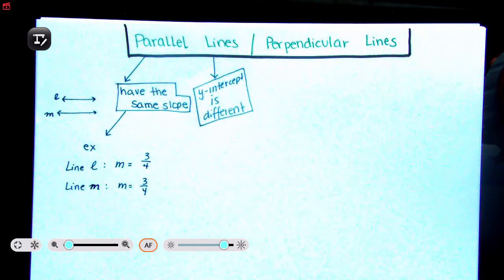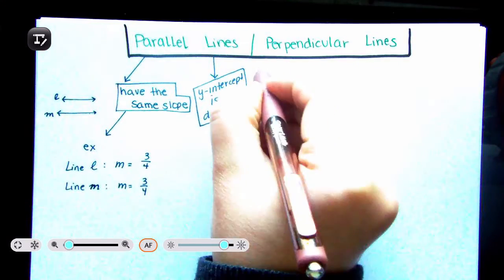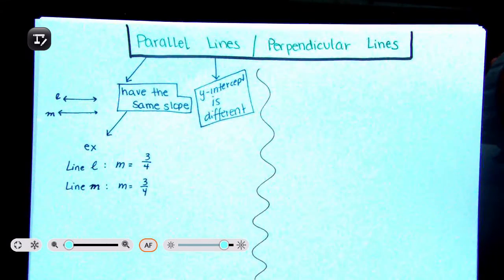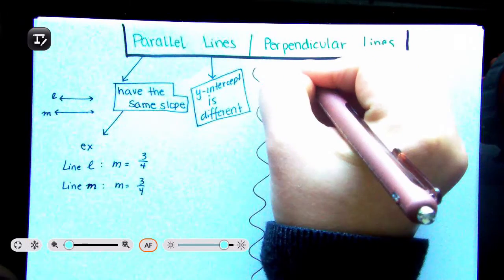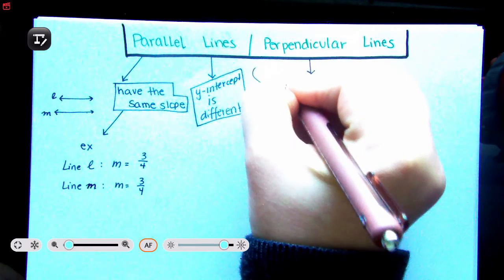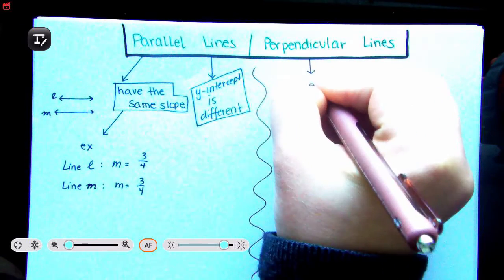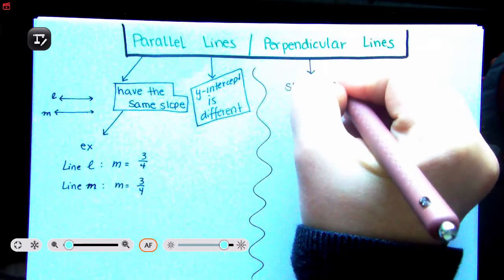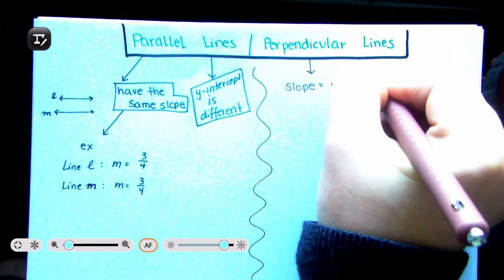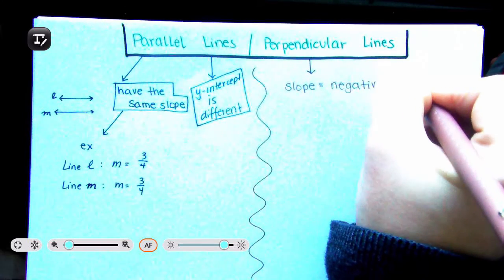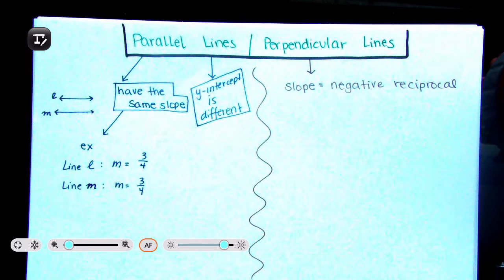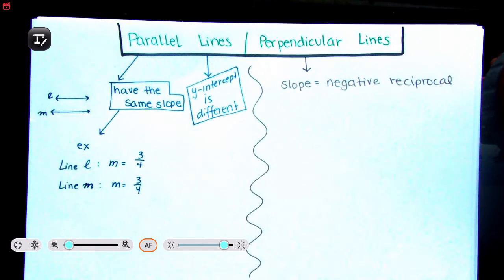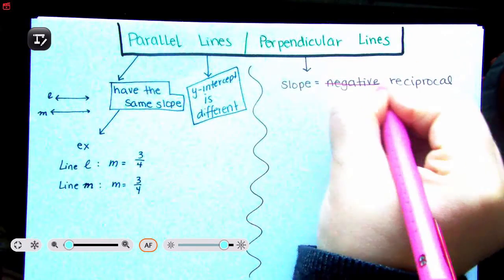So let's talk about perpendicular lines. Perpendicular lines, for the slope, have a negative reciprocal. Now, negative reciprocal is the correct term. I personally don't like negative reciprocal, so I'm going to change it, and I'm going to refer to it as opposite.